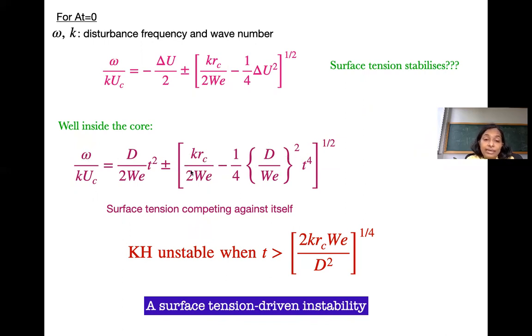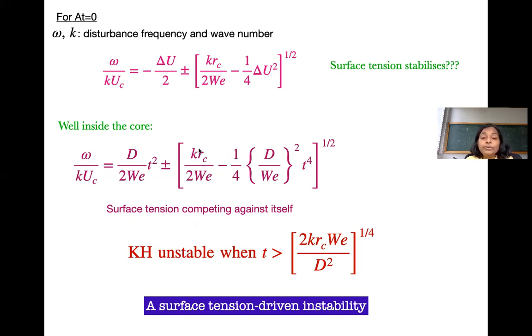And when will it be negative? This quantity is positive. This quantity represents just surface tension doing its old thing, like trying to smooth out high k perturbations. And so this is going to be a stabilizing term. This can be a destabilizing term, but it will only destabilize if time is large enough. So like when time is greater than this, we get a Kelvin-Helmholtz instability.